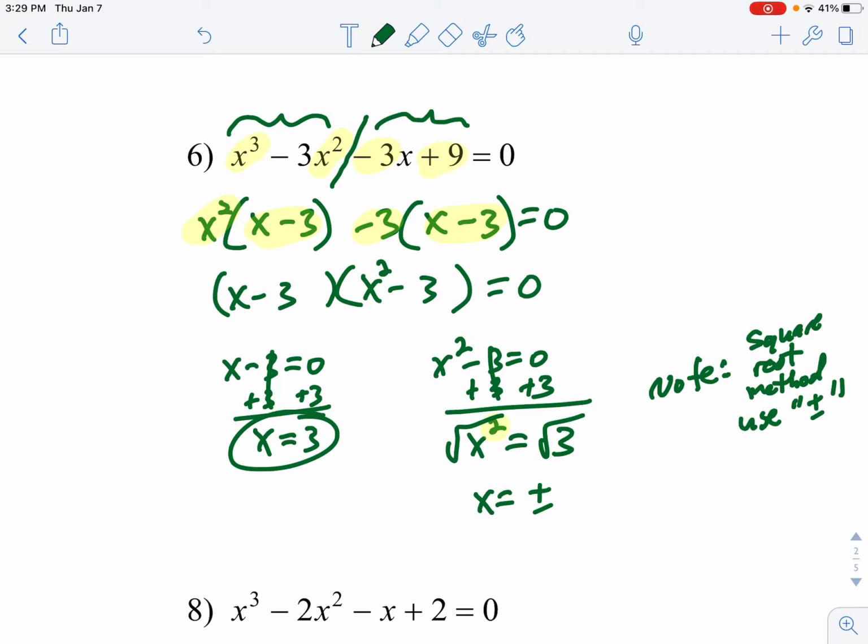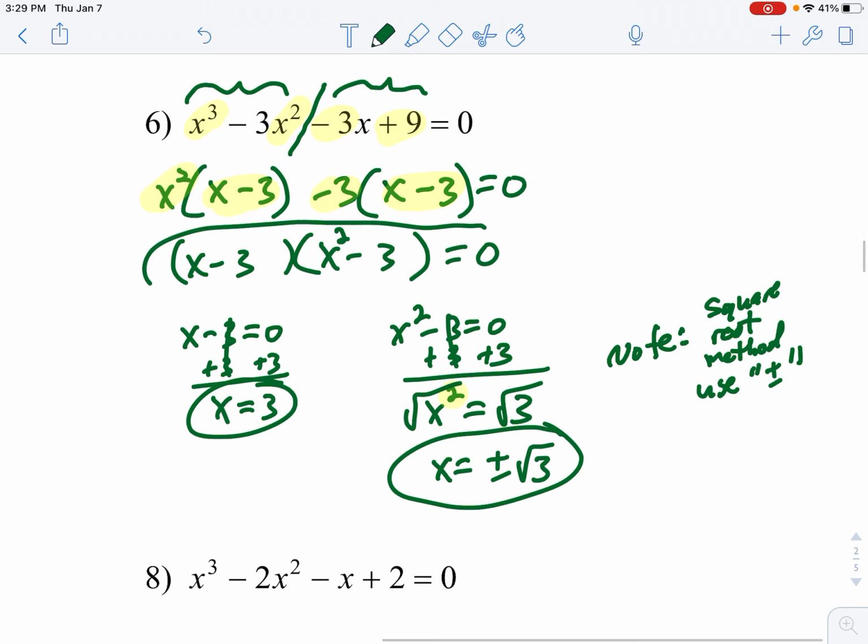Now what is the square root of 3? It's not a rational number. It's not like square root of 9 or something easy like that. So we just call it the square root of 3. And those are our answers. So here's what it looks like factored. And those are the answers.